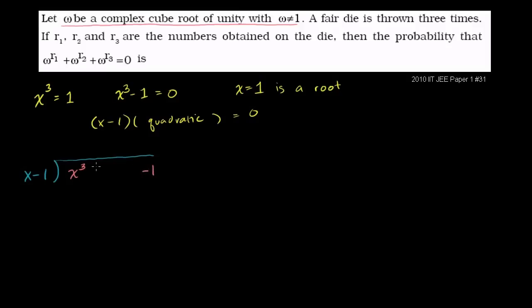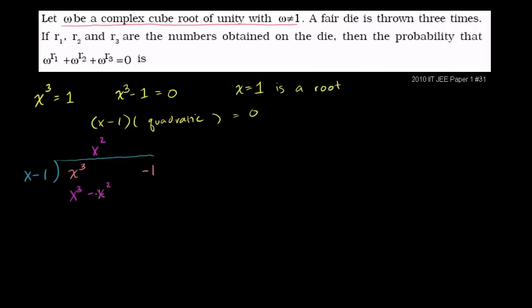So I just wrote x to the third minus 1, but I wrote it out like this so I have space to keep our counting pretty clean. So we just do algebraic long division here. x minus 1 goes into x to the third minus 1. You just look at the highest degree terms. x goes into x to the third x squared times. x squared times x is x to the third. x squared times negative 1 is minus x squared.